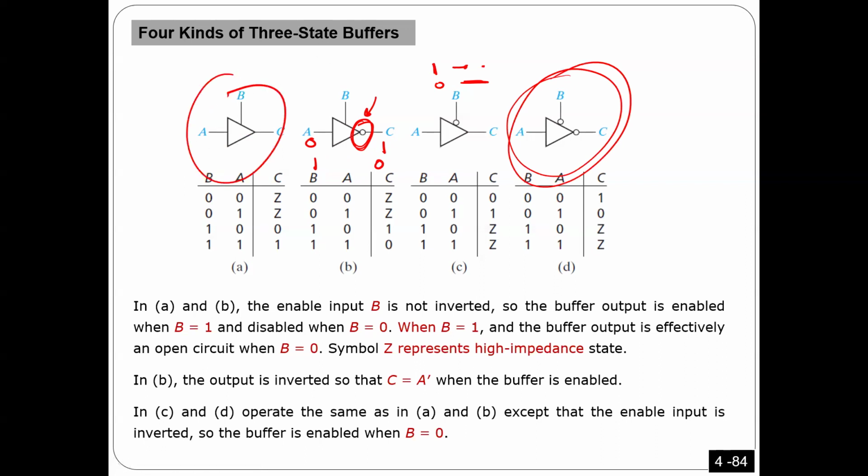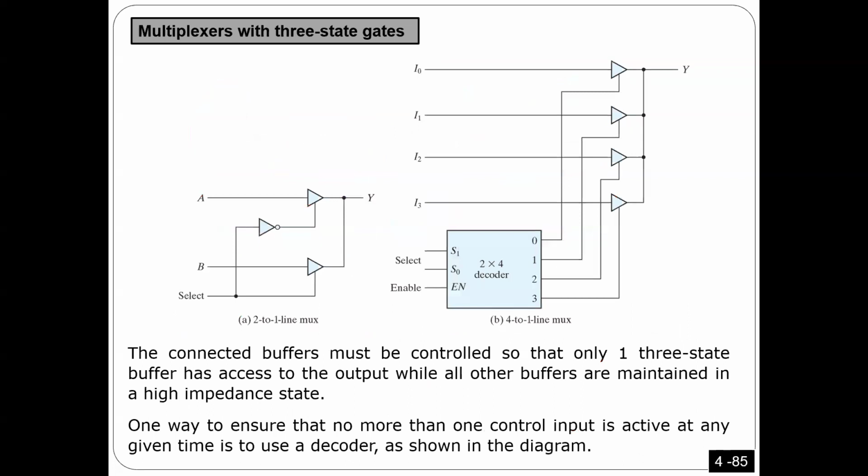Also, you need to learn, as I said multiple times, every time you see this bubble it means active low, active by 0. So if you see something like that, what does it mean? If P is equal to 0, it becomes like a normal inverter. However, if P is equal to 1, it becomes like an open circuit. We don't connect this. Anyway, let's see how I can design a multiplexer using three-state buffers.